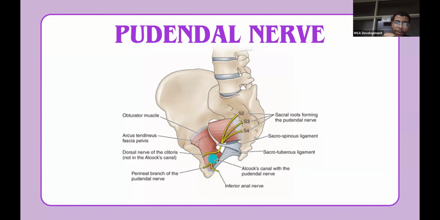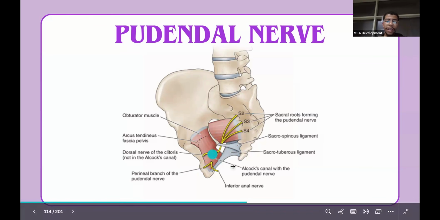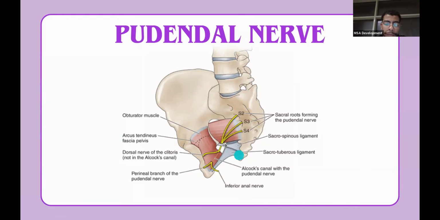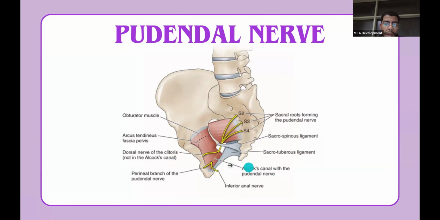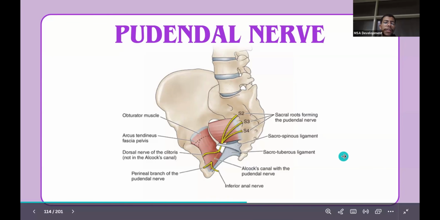So it goes out of the pelvis through the greater sciatic foramen, and then it goes back into the pelvis through the lesser sciatic foramen. And then it passes into something called Alcock's canal, and it gives us 3 branches. It gives us the dorsal nerve of the clitoris or the penis, the anterior scrotal nerve, and the perineal branch of the pudendal nerve.